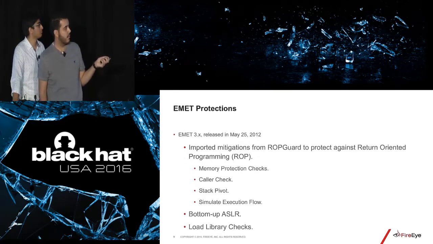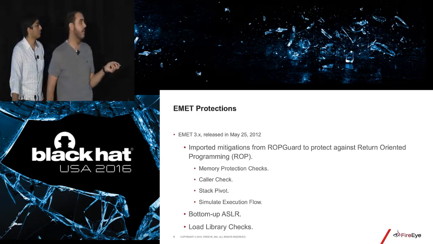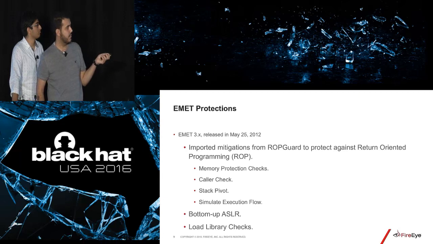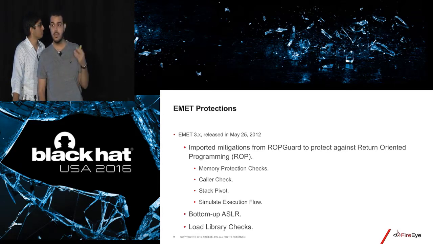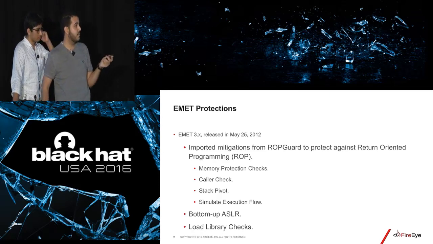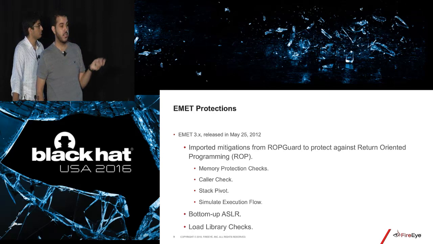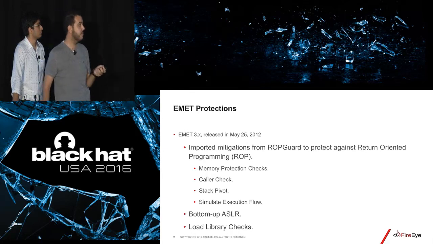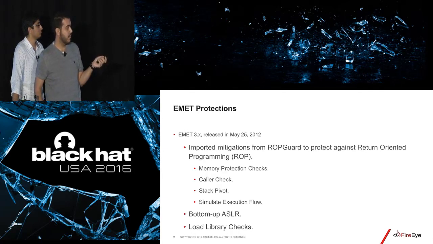Also, EMET imported important protections against ROP attacks, the return-oriented programming attacks, from the ROPGuard project. Some of these protections are memory protection checks, which give additional monitoring to critical Windows APIs like VirtualProtect, which could be used to mark the stack as executable and to bypass DEP. Caller check can be used to detect any Windows API that gets called with a jump instruction rather than a call instruction, or returned to with a return instruction rather than a call instruction. Also, it detects stack pivoting.